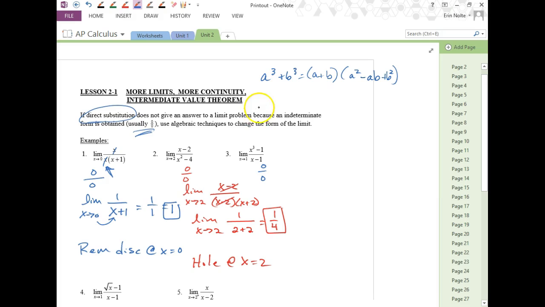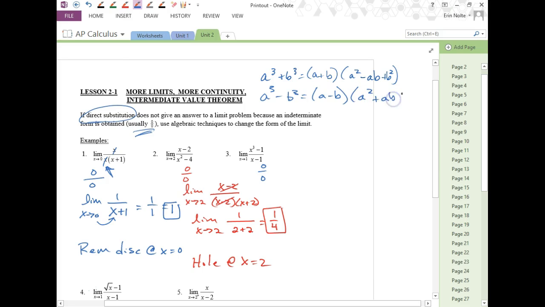Okay, so if we have a difference of cubes, which we do have, that would factor into a minus b, a squared plus ab plus b squared. Okay, so that's something you might hold on to. You might see it again. You probably will see it again.